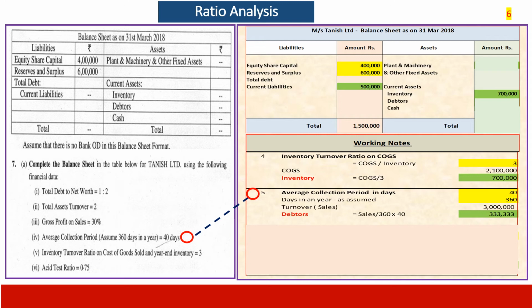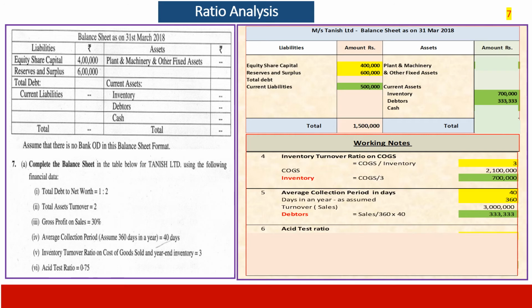If we just see here now, days in a year 360, credit period is 40, turnover as we derived is 30 lakhs. 30 lakhs divided by 360 gives per day sale, into number of credit days 40. It comes to 3,33,333. We have got the debtors figure now.